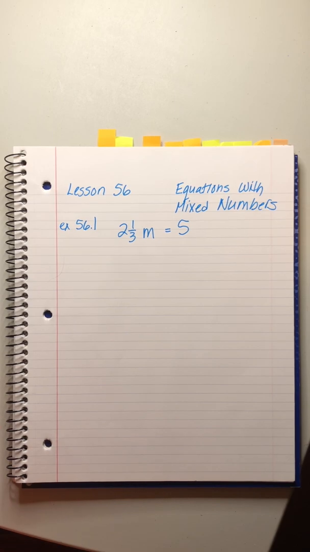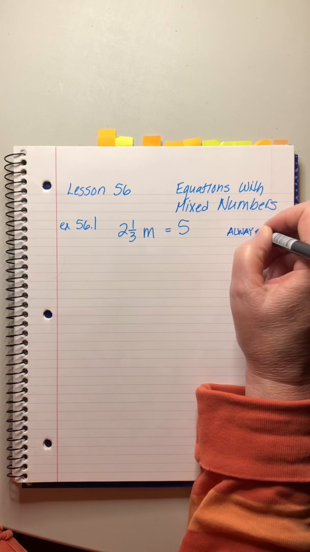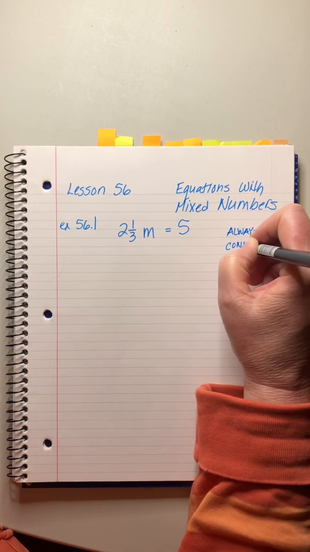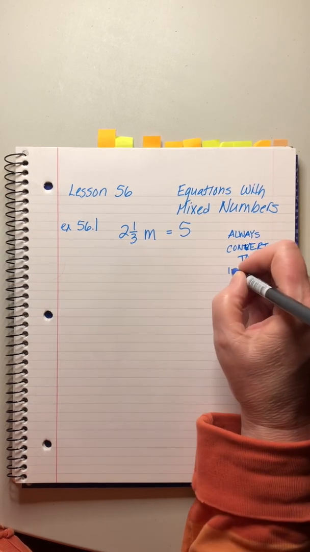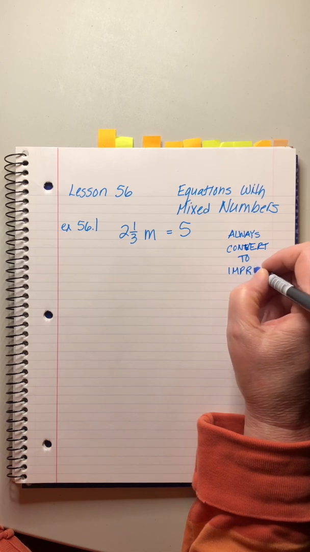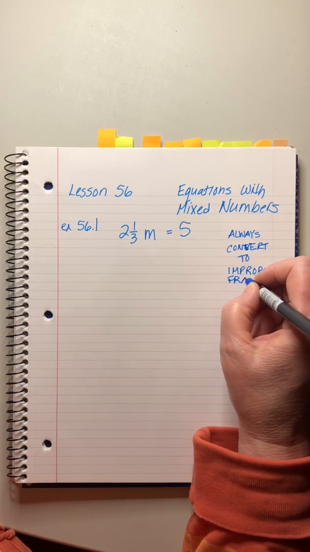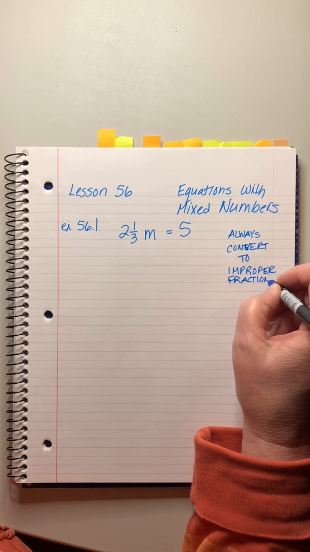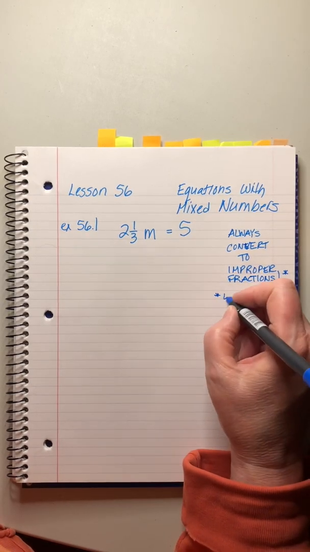You guys are now smart enough that I'm going to give you a new rule of thumb for moving forward. Moving forward, always convert. Convert to improper fractions, and I'm going to put an asterisk by it, and the asterisk is going to say unless you don't want to.